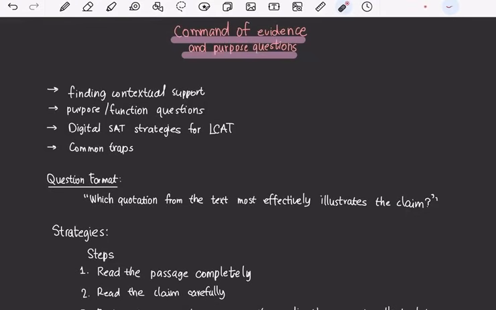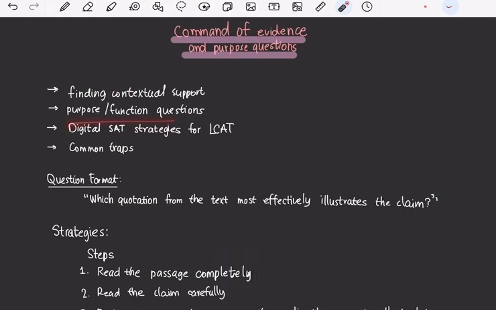Welcome to Lecture 9. Today we're covering two critical question types. First, command of evidence, and secondly, purpose or function questions. These questions test whether you can identify why authors include specific information and what evidence supports their claim. We'll cover the command of evidence questions and their way of finding contextual support.